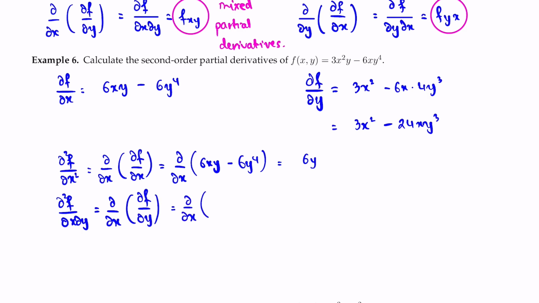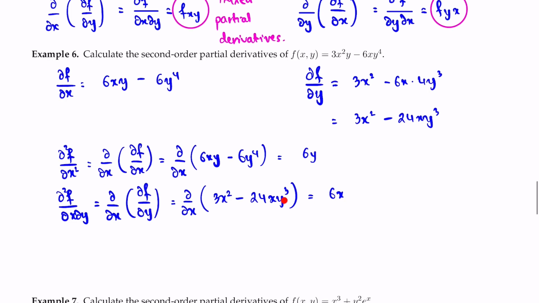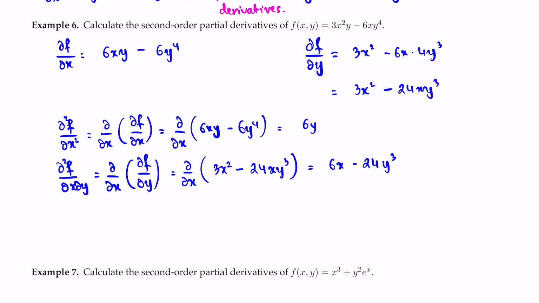So partial f partial y, you got it right here, that is 3x squared minus 24xy cubed. And again, in this context of finding the partial derivative of the function with respect to x, y is a constant. And therefore, this is going to be 6xy, and y cubed is a constant, so you get minus 24y cubed, because the derivative of x with respect to x is 1.